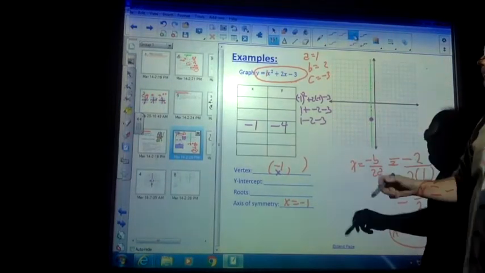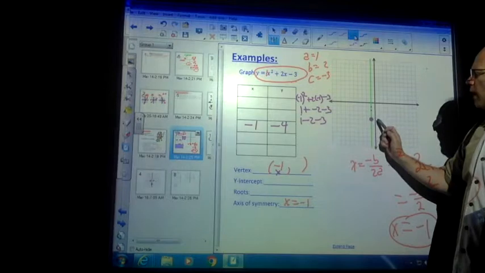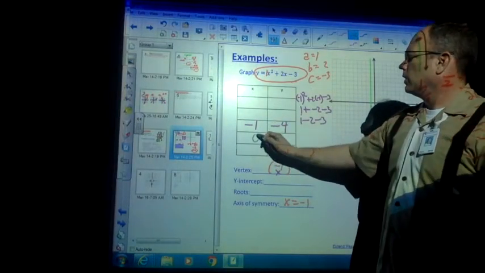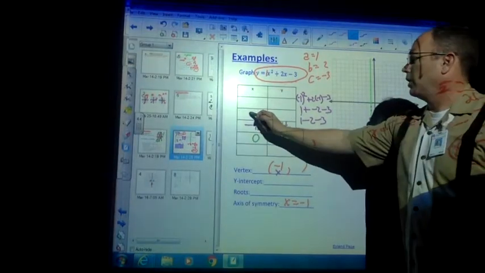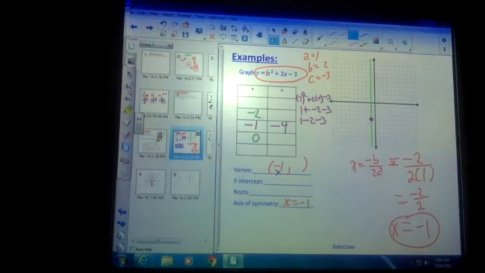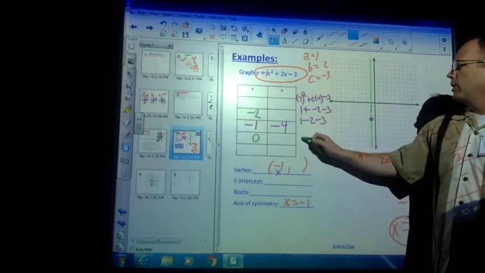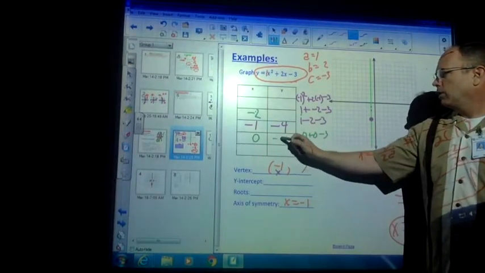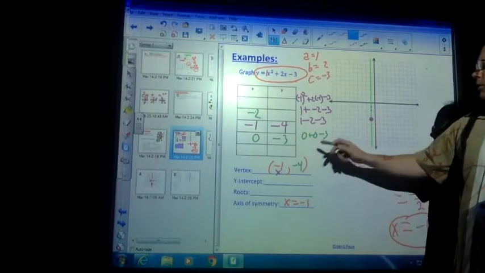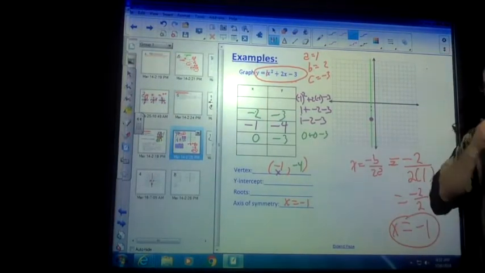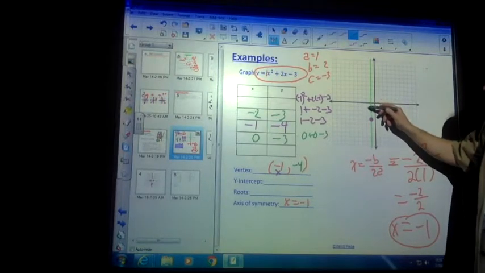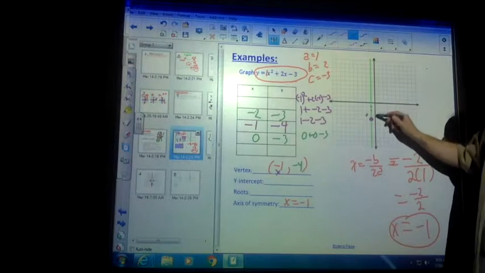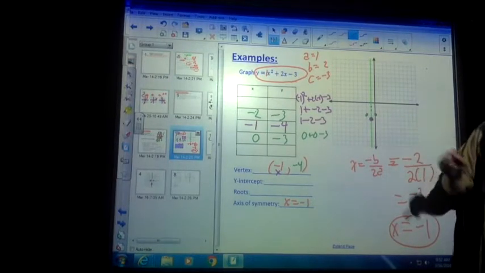Now let's figure out a little bit more. If I go one number this way, I get to 0. If I go one number this way, I get to negative 2. What appears to be an easier number to plug into our equation to get the y component? Because it'll be the exact same. 0. If I plug 0 in, I get 0 squared, which is 0, 2 times 0, which is 0, minus 3. That's going to give me the same value. So I have 2 more points: negative 2, negative 3, and 0, negative 3.